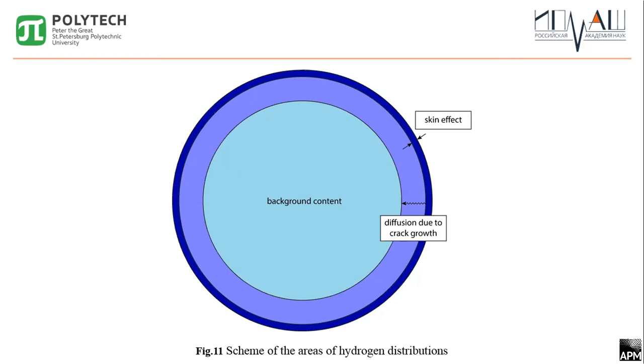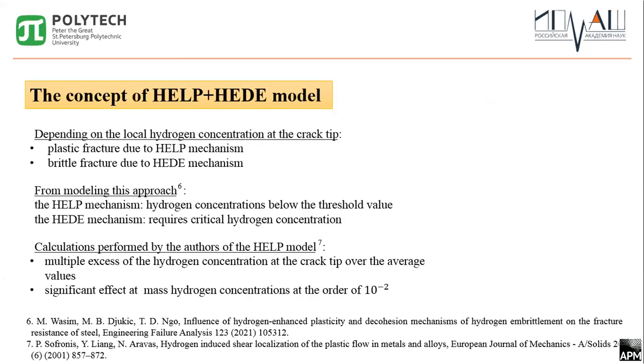Fracture in the middle part of the specimen occurs according to the decohesion mechanism of HEDE. Such a dual character of fracture is often observed in experiments. As a rule, this fact is interpreted by the simultaneous action of two mechanisms of hydrogen-induced fracture, HEDE and HELP. Moreover, in recent research devoted to the description of the observed in practice individuality of hydrogen-induced fracture, the hybrid model HELP plus HEDE was applied.